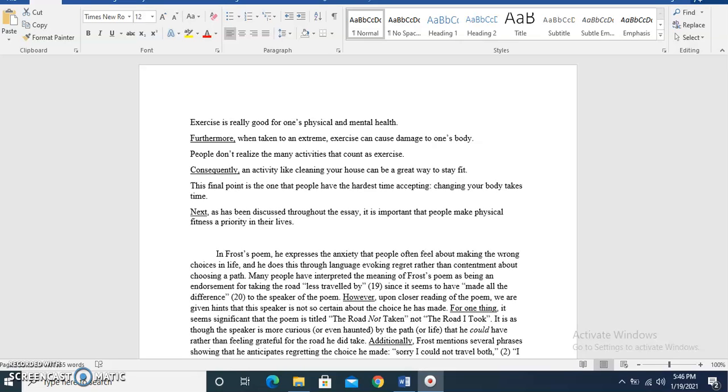Let's look at the one in the middle, but technically the last one here. This final point is the one that people have the hardest time accepting. Changing your body takes time. Next, as has been discussed throughout the essay, it's important that people make physical fitness a priority in their lives.